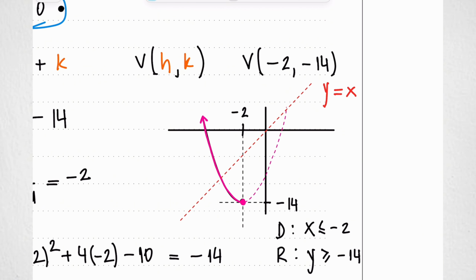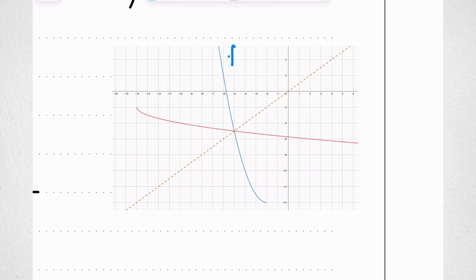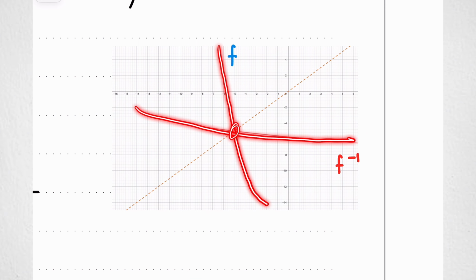A function and its inverse are symmetric about the line y equals x, which means this line right here. We have here a better representation of the function f and its inverse. Now, this is the line y equals x. And do notice that whenever they intersect, they also intersect the line y equals x.